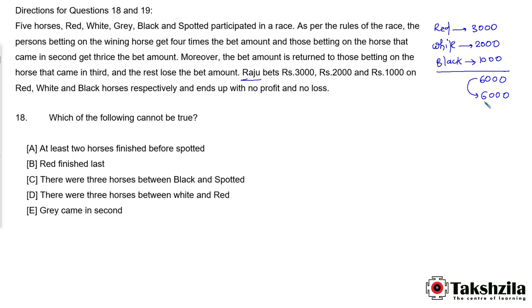So we need to identify the various possibilities of the positions of these three horses. So let's have a look at it. If the horse comes first, for the first position the bet amount will get multiplied by 4. Then if the horse comes second, then the bet amount will get multiplied by 3.